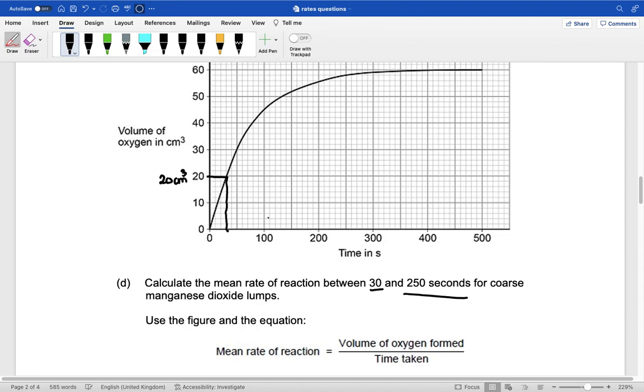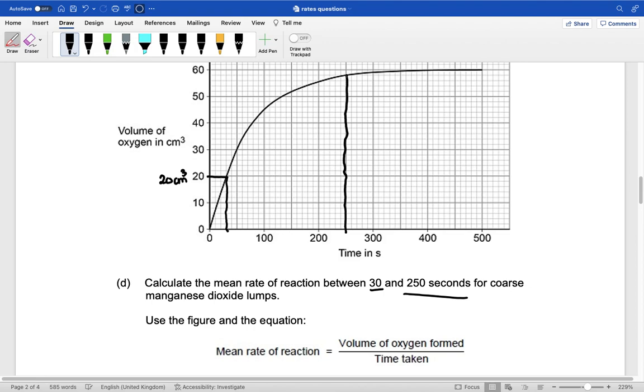Then we need to go to 250 seconds. So we're going to go from here. So we've got 210, 220, 230, 240, 250. Exactly right in the middle between 200 and 300. I'm going to attempt to draw another straight line. Again, you guys will have your ruler. I'm not as fortunate on the little iPad I've got, but we'll attempt to do a straight line.